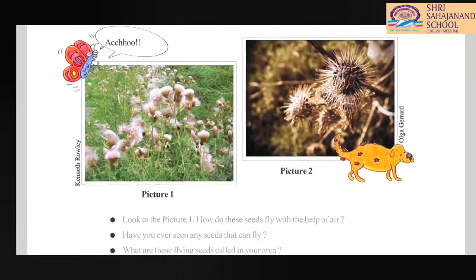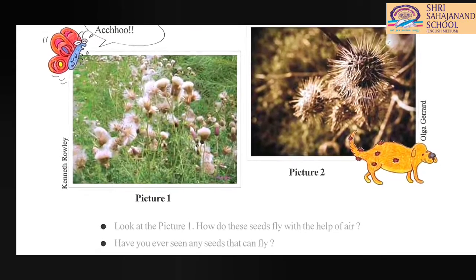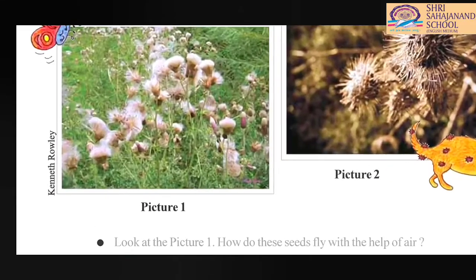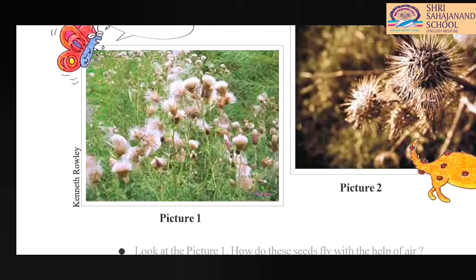So here you have to see both the pictures. In picture 1 there are some seeds available, and in picture 2 there are some seeds available. Okay, so in picture 1 the seeds travel through air. If you look at picture 1, the seeds of this particular cotton or some plants travel with the help of whom?